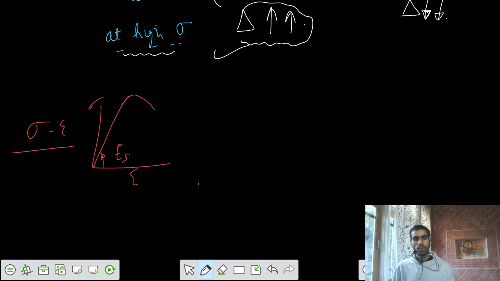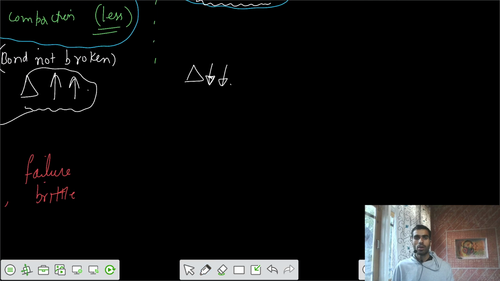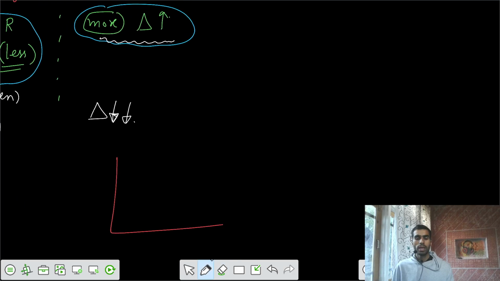The E of the soil is actually more in this case, because the slope is more. And the failure is brittle. There is brittle failure of that soil on the dry side because the soil is stiff. If we talk about the wet side of optimum, we can have a curve.